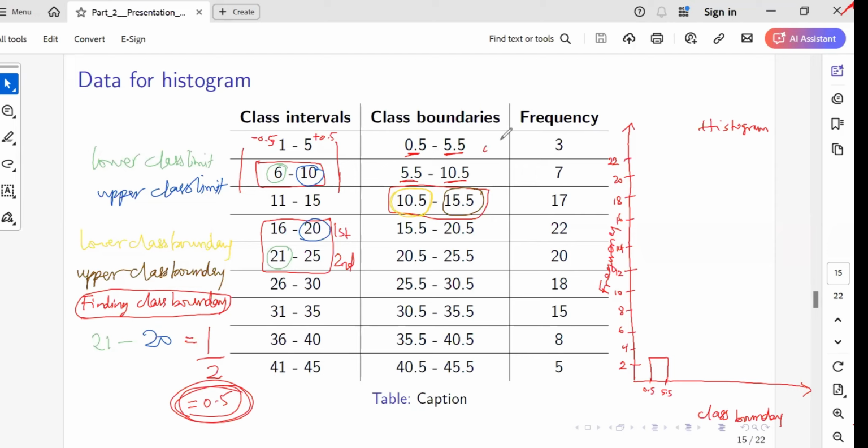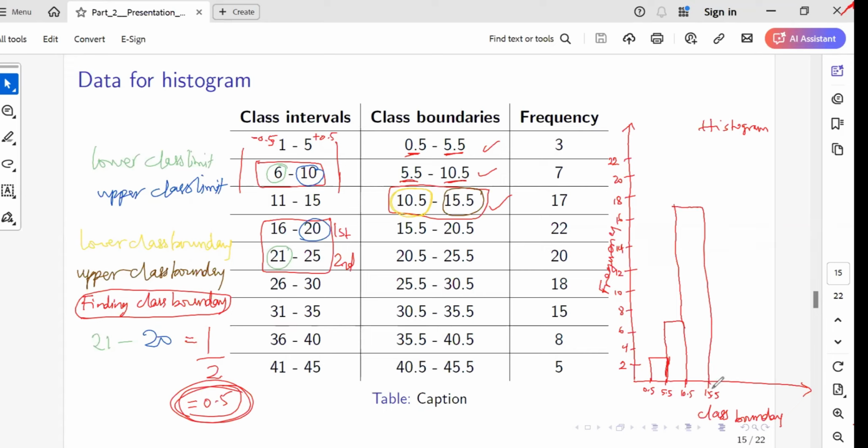The next boundary is 5.5 to 10.5. I already have 5.5 here. So 5.5 to 10.5, the frequency is 7. So I go all the way up, and down. The next one is 10.5 to 15.5. The frequency is 17, so I'm going to look for 17, and then all the way down.